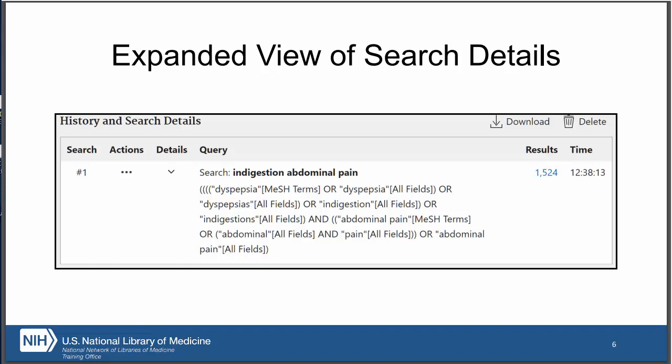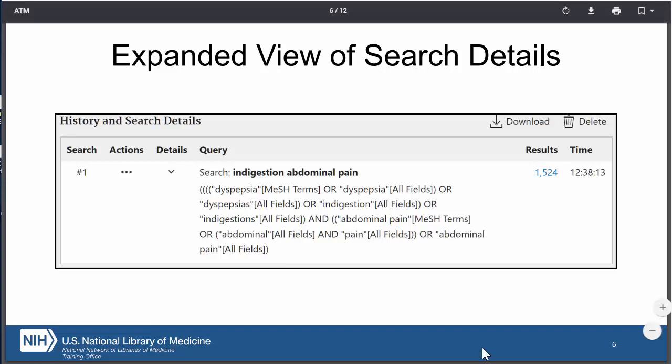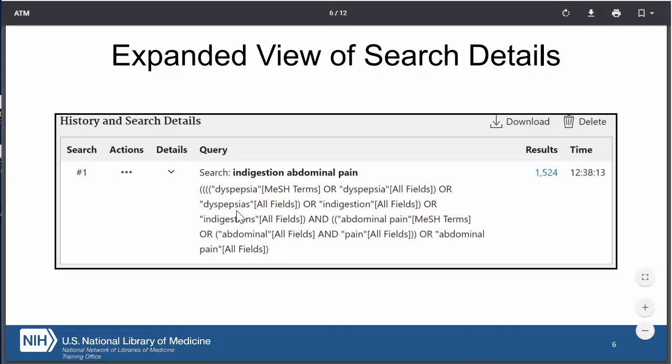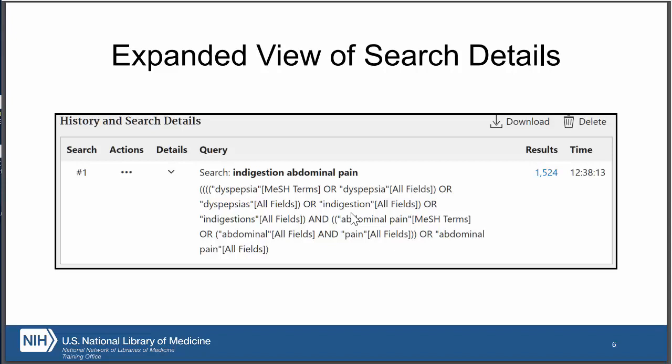That gets ORed with dyspepsia in all fields, so that will bring in non-Medline citations, plus citations that will eventually be Medline citations but have not yet been indexed. Then it goes on to include dyspepsias plural in all fields. And PubMed does not ignore the search terms that you use. So it's going to search for indigestion in all fields, as well as indigestion plural in all fields. And that's the very first part of our search, all connected to indigestion.